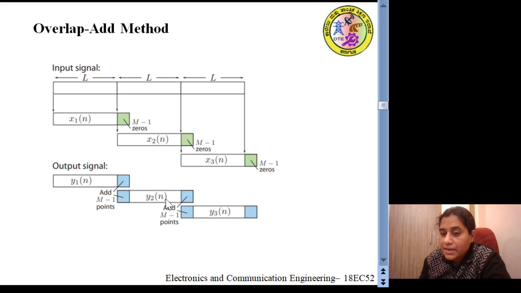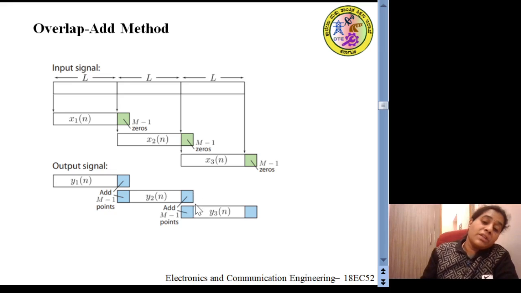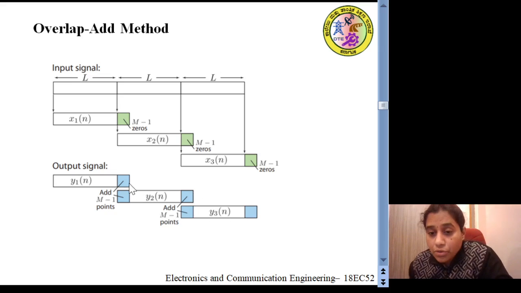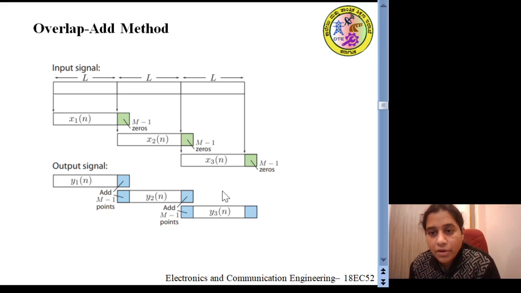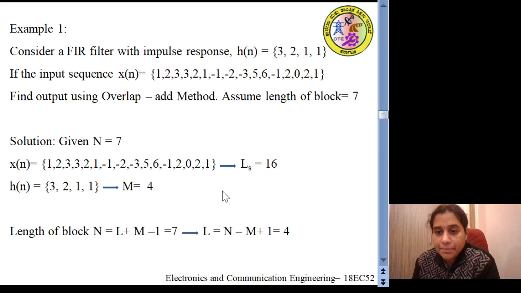Similarly, the second block's last m minus 1 samples will be overlapped with the first m minus 1 samples of the third block. So we overlap, and then we add these m minus 1 samples here and here. This is the strategy we are going to follow in this overlap add method. Now, let us take an illustrative example.